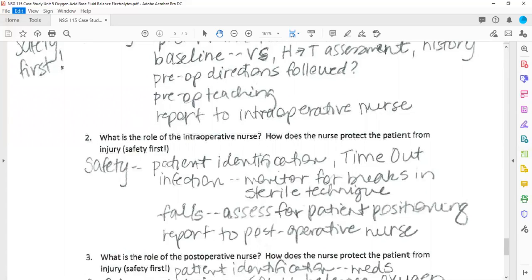Intraoperative, inside the operating room. So what is the role of that nurse? How do they protect the patient? Patient identification again. They're going to do something called a timeout.